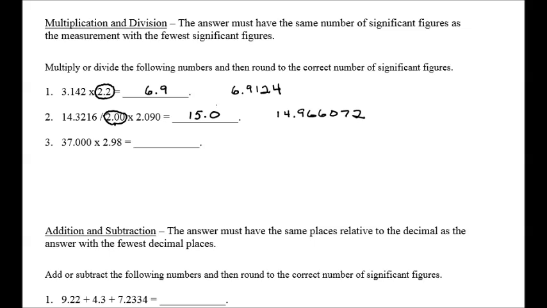For number 3, if we do the multiplication, we get 110.26. But our final answer can only have 3 sig figs. This has 5. How do you round 110.26 to 3 significant figures? And this is just one of those little rules that we have to know. 110 has 2 significant figures. The decimal at the end makes the 0 significant.